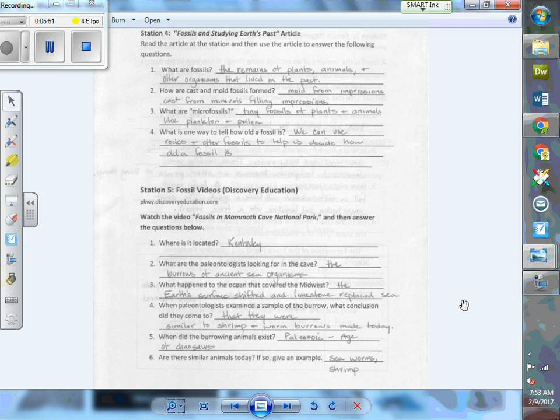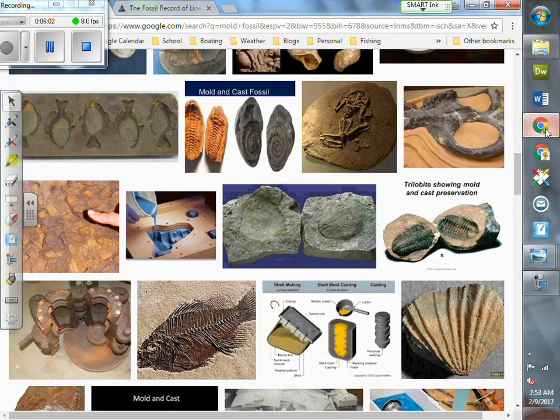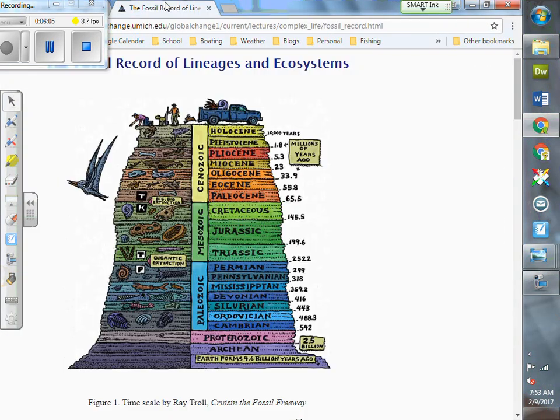All right, and one way that we can tell how old a fossil is, we can use the rocks and other fossils around the rocks to help us decide how old it is. So take a look at this diagram right here. We can say if we find this organism here, we might know how old it is based on the age of this organism, or we might know how old it is based on the type of rock that it's in. If you look at this, these are the most recent fossils up here, and these would have been the oldest fossils down here.